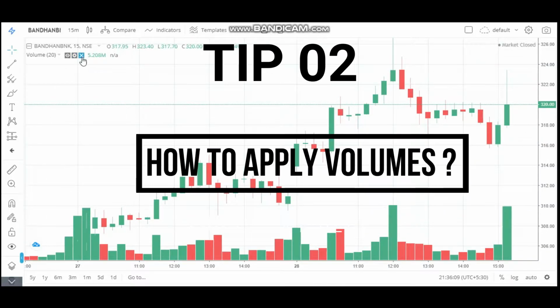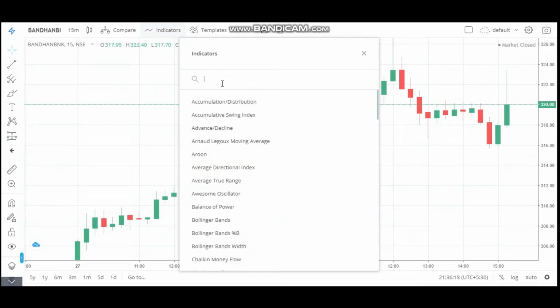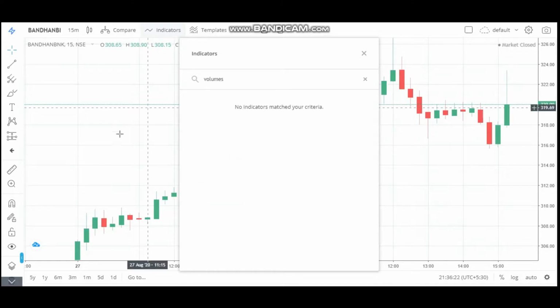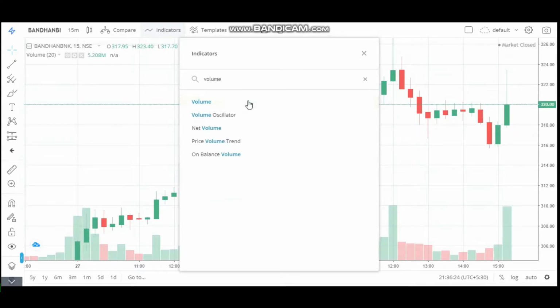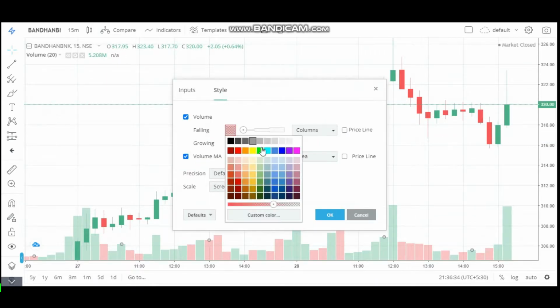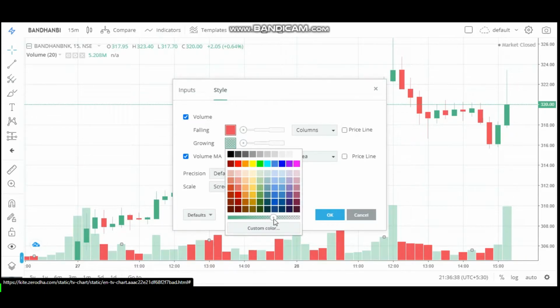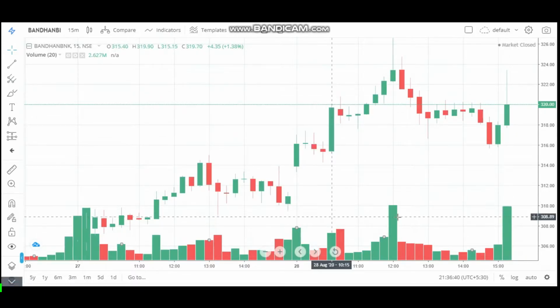So I'll just remove the pre-applied volumes. Now we are using the TradingView platform here, so we can see the indicators option. In that, you just type volume. The first one we have to choose, and at the bottom of the screen you can see volumes are there. We'll just make it darker, here the red one, then green, and okay.